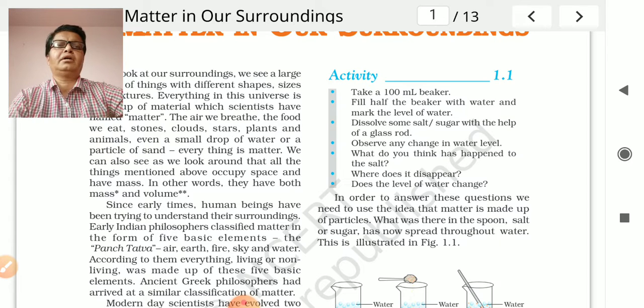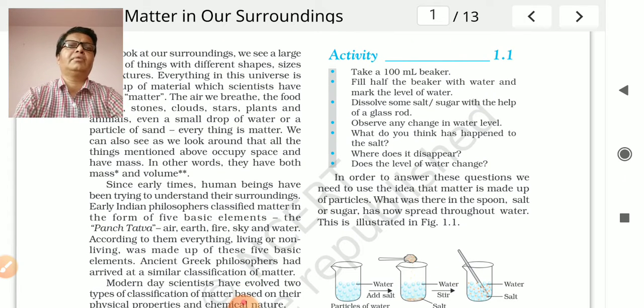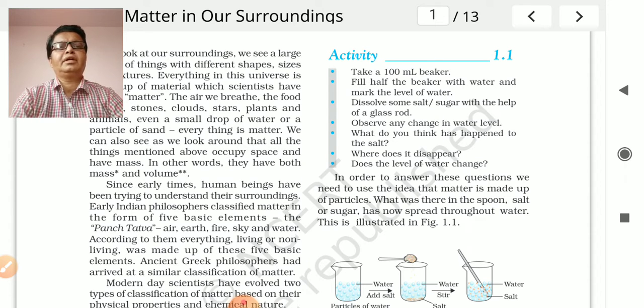Okay, fill half the beaker with water and mark the level of the water on the beaker. Dissolve some salt or sugar with the help of the glass rod and observe the change in the water level. You are taking the half beaker of water and adding some salt with the help of the glass rod, dissolving it. What do you think happened there?